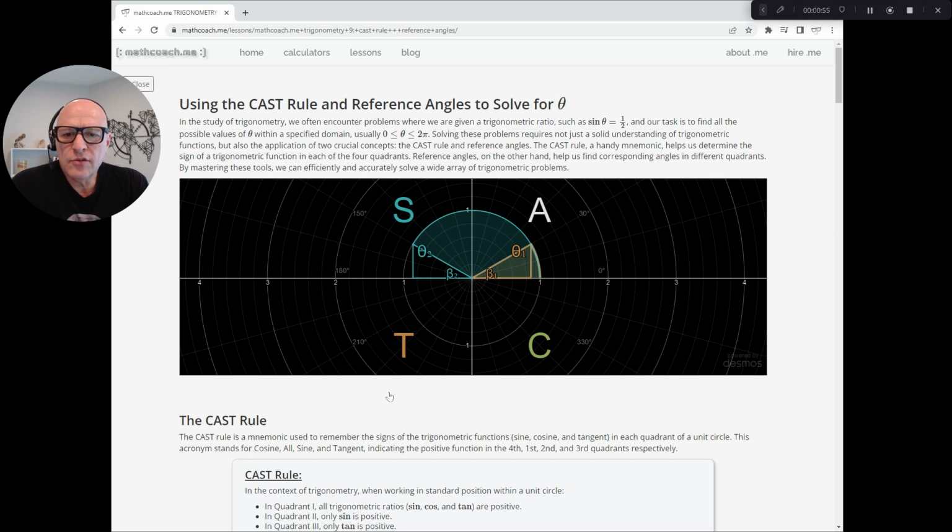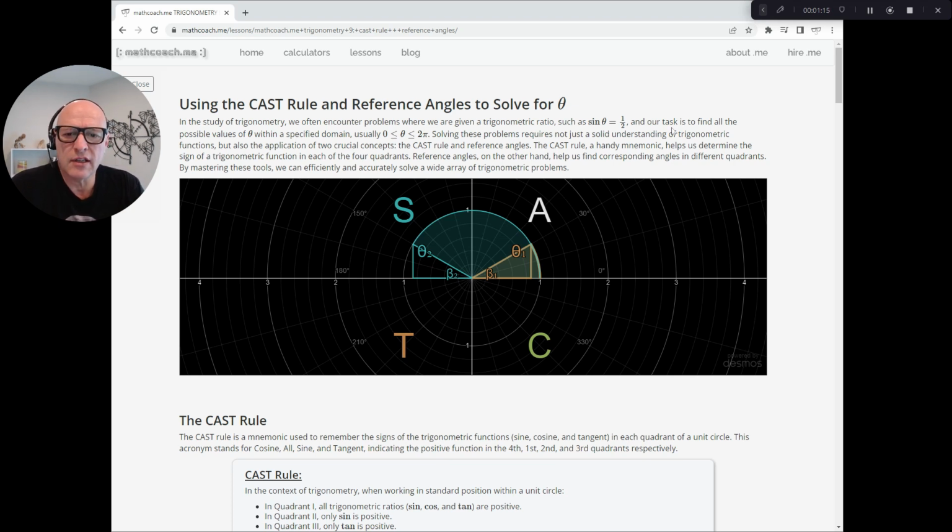These are two very important concepts for solving a whole class of trigonometry problems where you're solving for theta. So given a problem like sine theta is equal to 1/2, what are all the possible values for theta, typically within a domain, like between 0 and 2 pi?